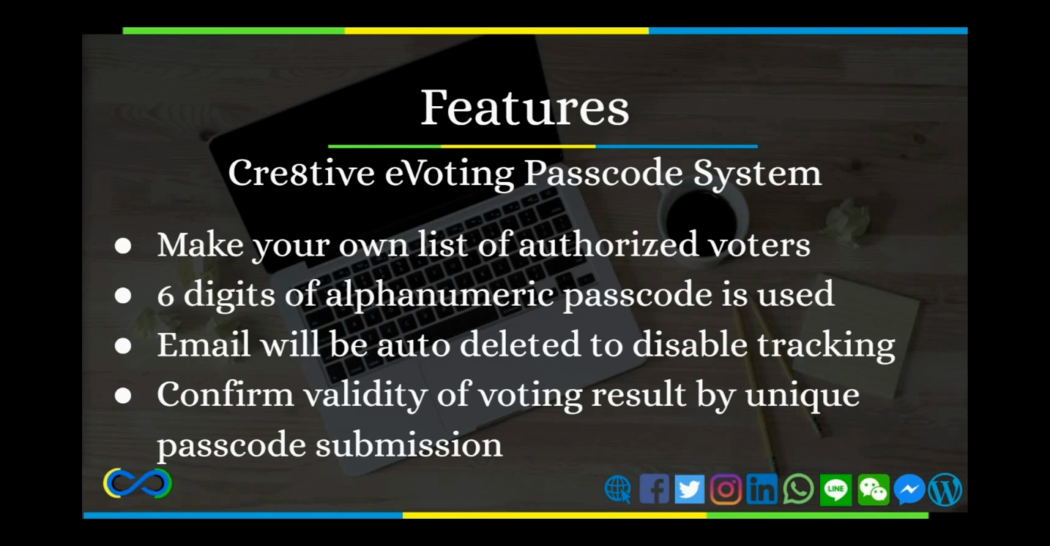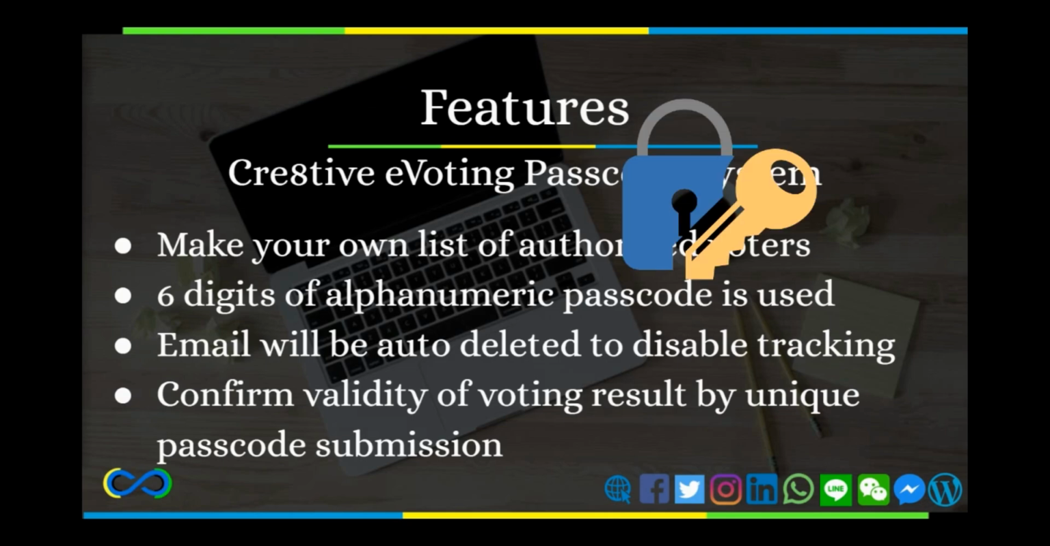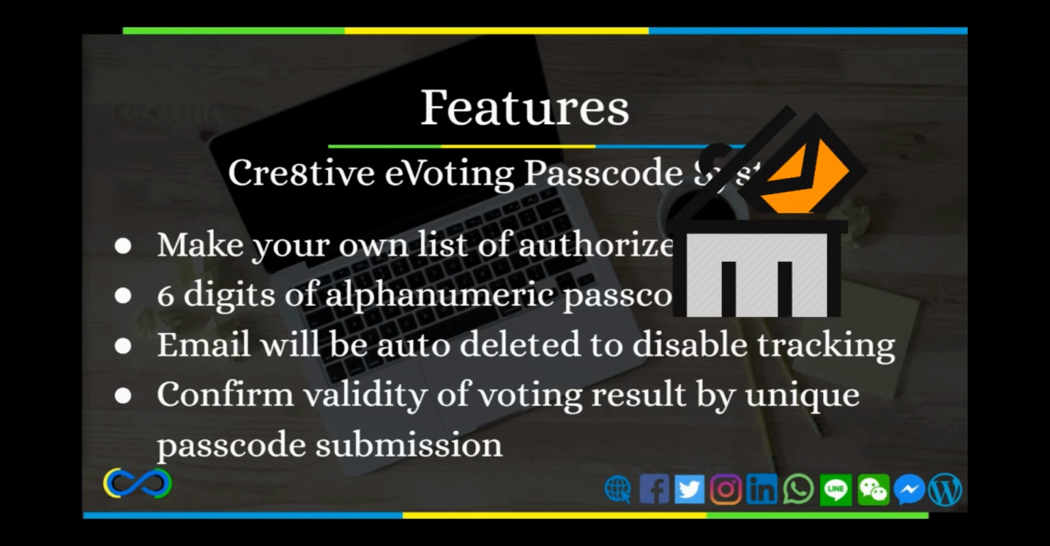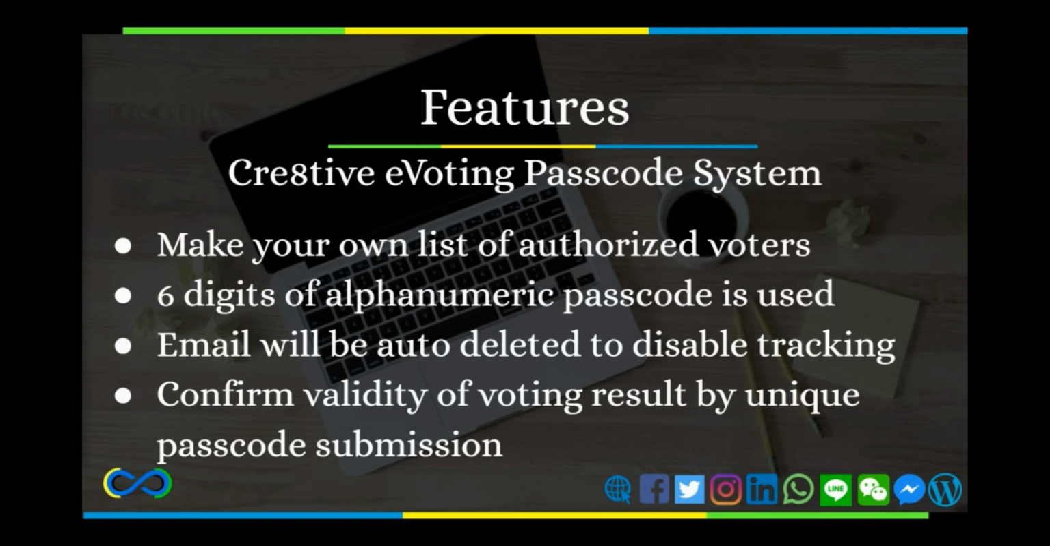The add-on will then automatically generate a 6-digit alphanumeric passcode and automatically email it to the authorized list of people. After that, the sent passcode emails will be deleted permanently from the sender's mailbox to ensure the confidentiality of the voters. That means the sender won't be able to know which voter is holding which passcode.